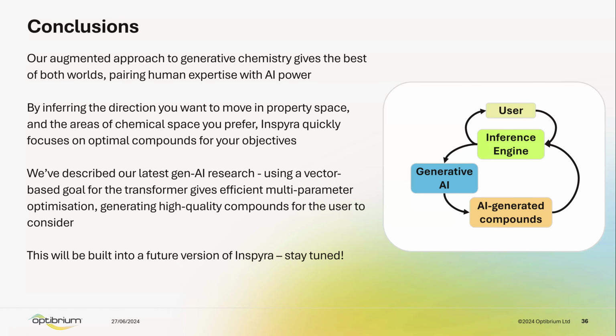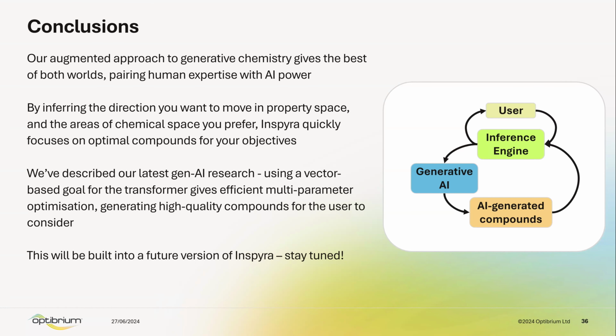Our augmented approach to this generative chemistry challenge is really about getting the best of both worlds, about using the power of AI and generative chemistry algorithms in general, but pairing that and giving that seamless link with the human expertise to drive those algorithms to the most relevant and interesting compounds very efficiently. And it does this by inferring the direction you want to go. It's working out what are the property combinations that you're looking for, and the areas of chemical space that you prefer, to very quickly focus in on optimal compounds for your project objectives.